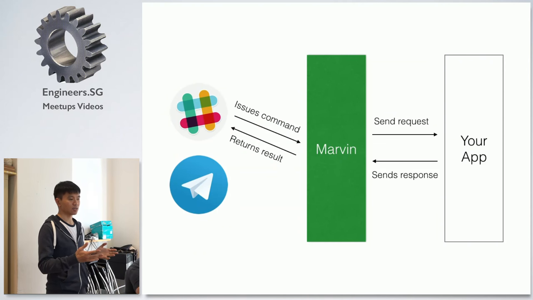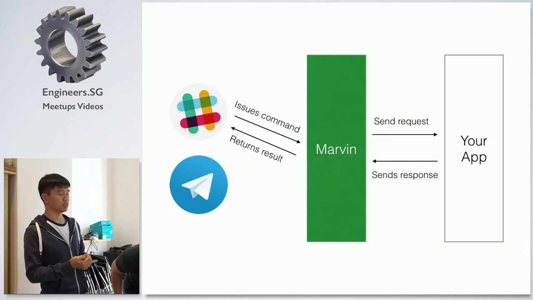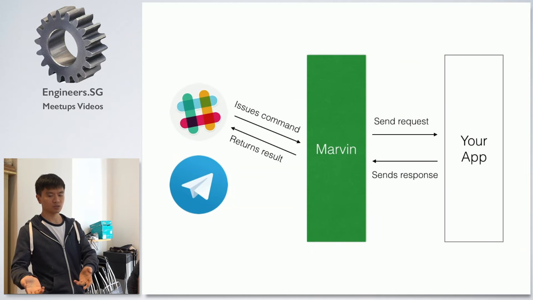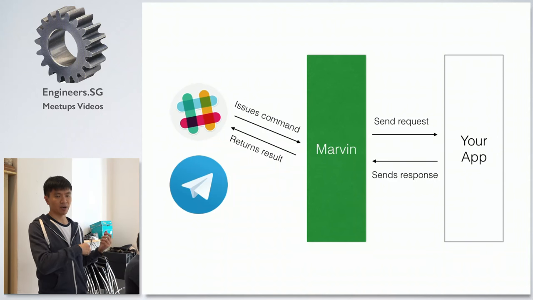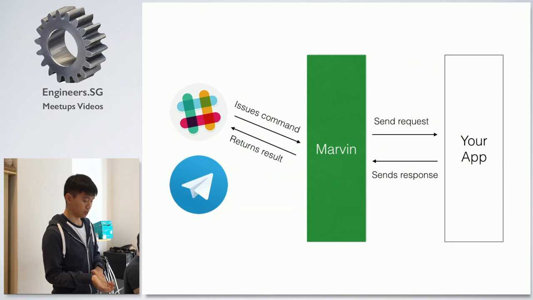And for this exercise, we'll be looking at a particular feature of Marvin, which is this particular use case that I've illustrated over here, which is simply to receive a request from a chat client, forward it to a remote service, receive the response from the remote service, and forward it back to Slack. So this use case will be the one in particular that we'll be looking at for this video.